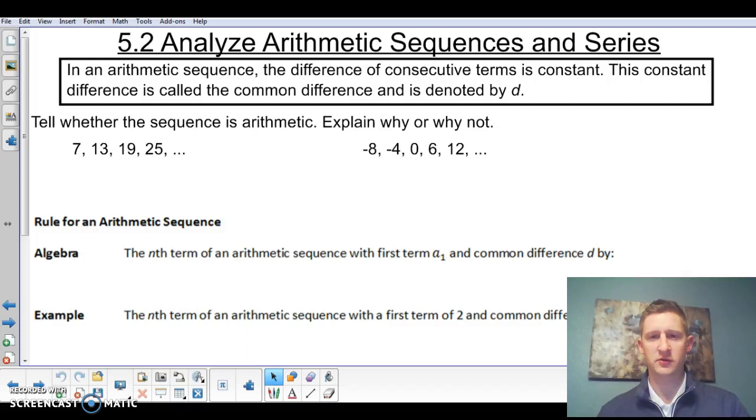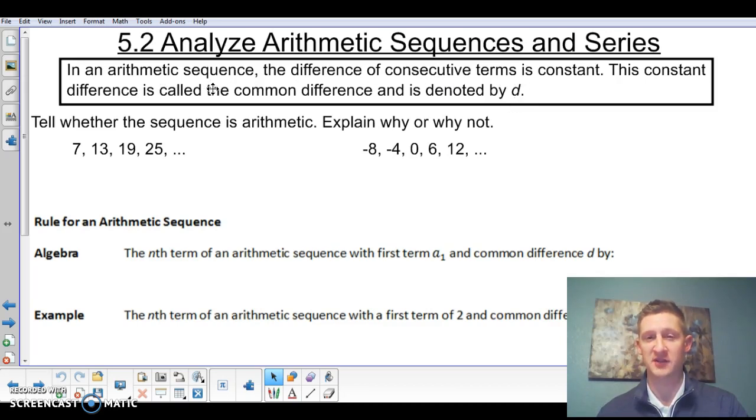In this set of videos, we're going to be looking at Lesson 2 of Unit 5, and we are going to be asked to analyze arithmetic sequences and series. Definition of an arithmetic sequence you see listed here. In an arithmetic sequence, the difference of consecutive terms is constant. Now, this constant difference is called the common difference and is denoted by the letter D, or the variable D.